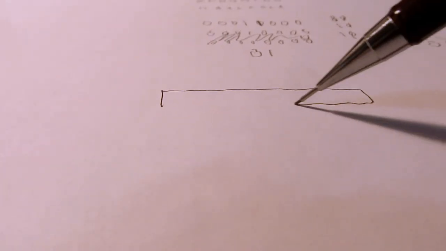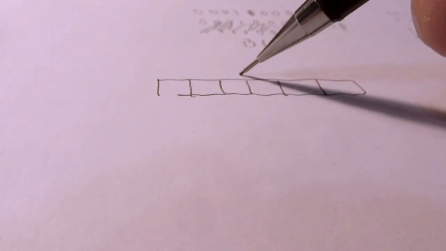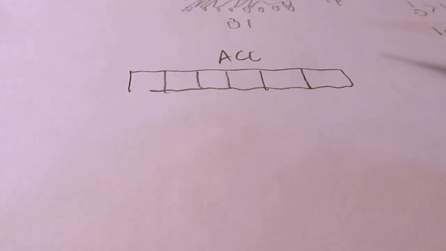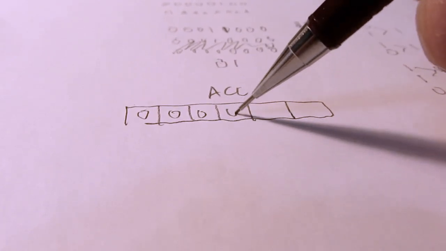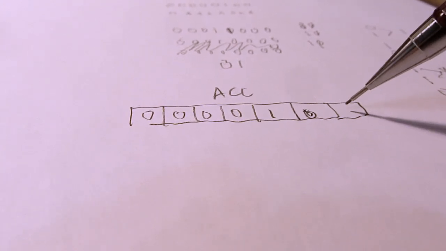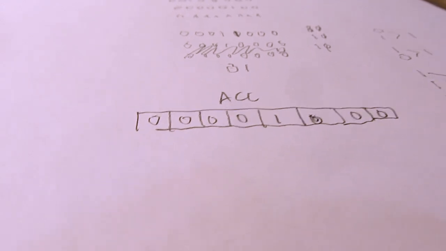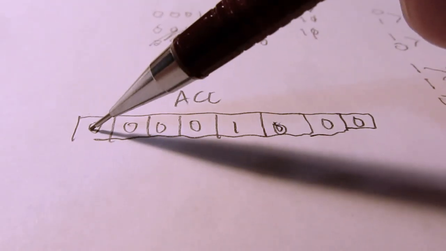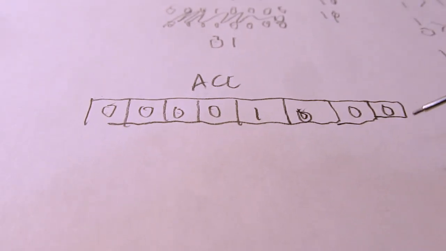So back to my diagram. Here's the accumulator. And let's say I had this bit pattern in there. Oops, I didn't make enough positions. I definitely didn't make enough positions. Okay, so I've got this pattern in there: 0, 0, 0, 1, 0, 0, 0. And I want to scroll that to the right.